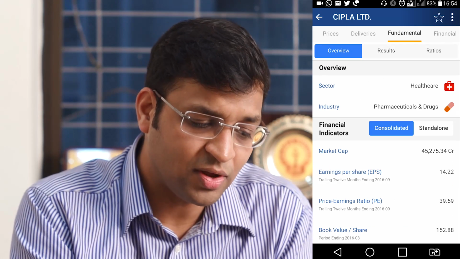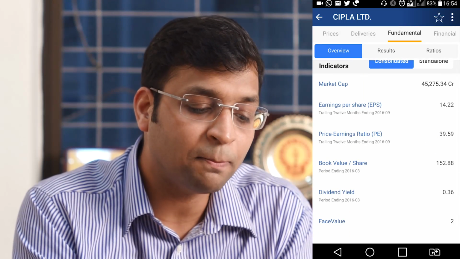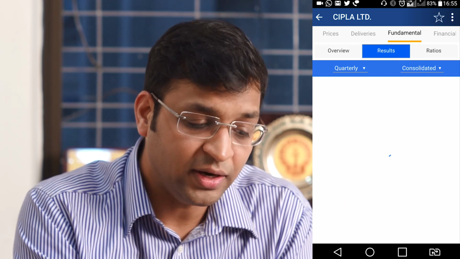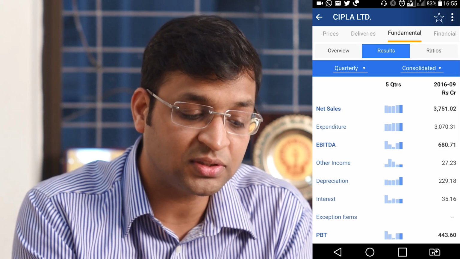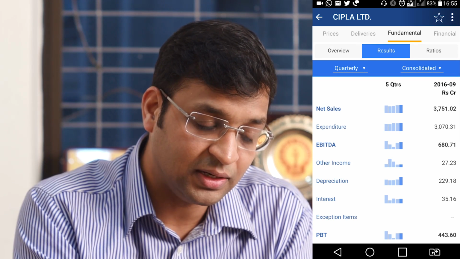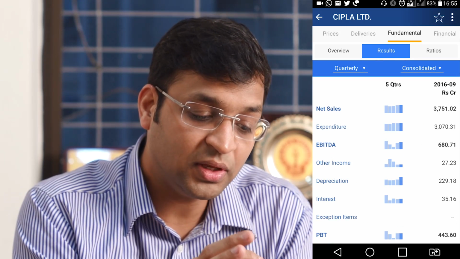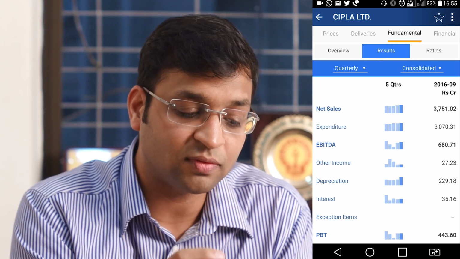Now moving on to the next part, fundamental. We have given you a brief overview of the stock where we have told you about the market cap, the EPS, the PE ratio. These are the basic primary parameters of fundamental research. And then you go to the next sub tab, which is the result. In each result tab, you will see a clear classification of the sections of the results.